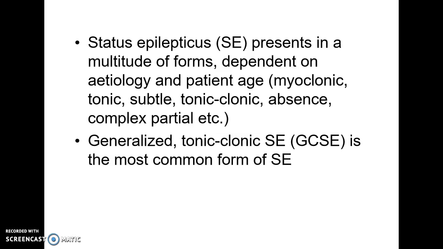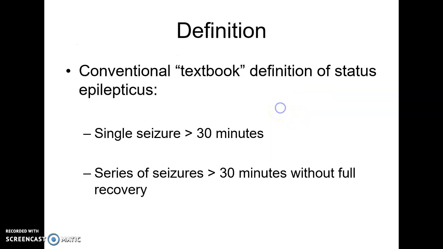It may present in a multitude of forms, depending upon the etiology and the age of the patient. It may show myoclonic, tonic, subtle, tonic-clonic, absence, complex partial, any kind. But whatever the type of seizure, it is sustaining. This kind of seizure is very fatal and has to be taken care of immediately. Generalized tonic-clonic status epilepticus, that is GCSE, is the most common form of status epilepticus, which has to be controlled very immediately.